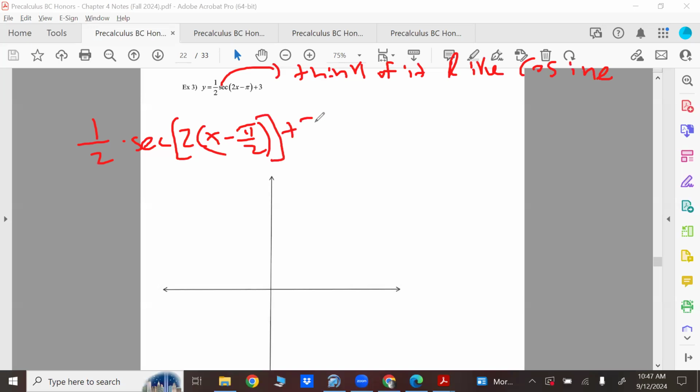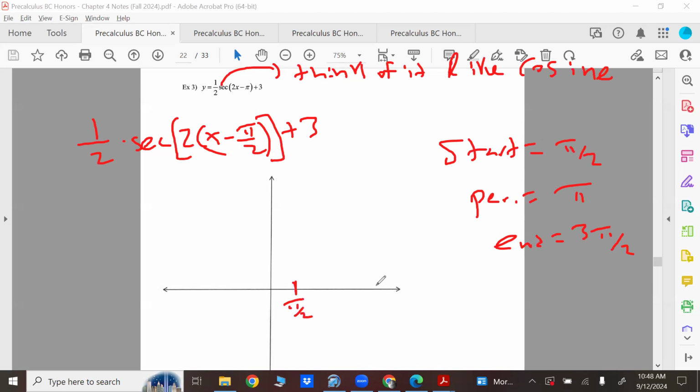Plus 3. Okay, where do I start? Lovely. What's my period? Where do I end? What, add pi to pi over 2, guys. Perfect. Good. Pi over 2.